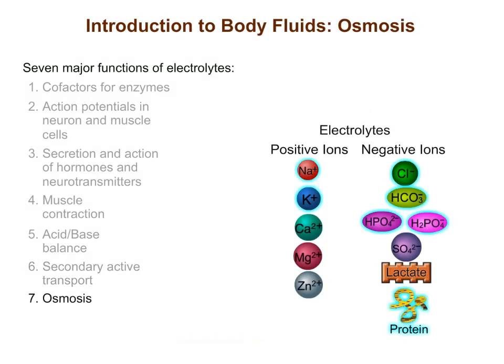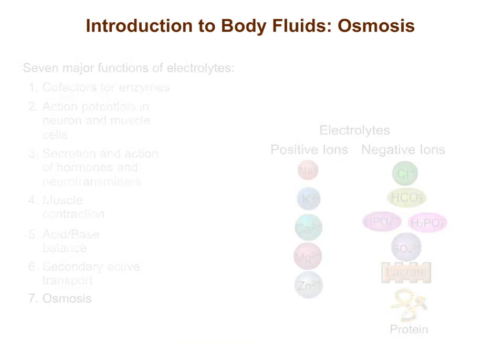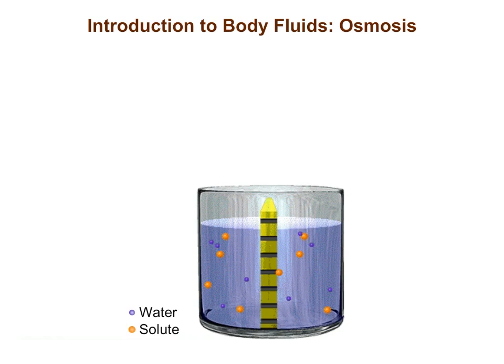Finally, electrolytes, including proteins, also play a major role in promoting the movement of water between fluid compartments through osmosis. Let's take a closer look at what happens during osmosis. Osmosis is the movement of water across a membrane from the side that has more water and therefore less solute to the side that has less water and therefore more solute.